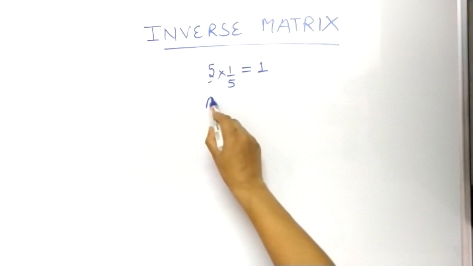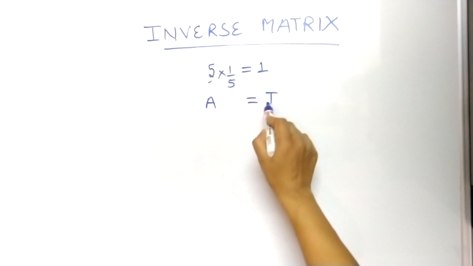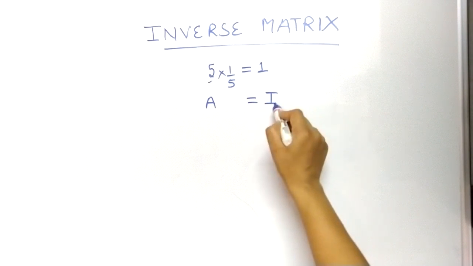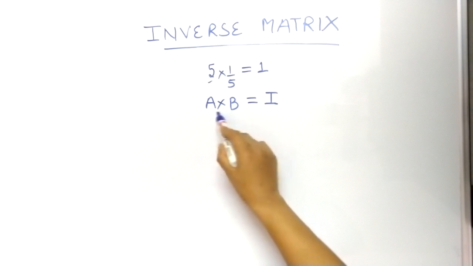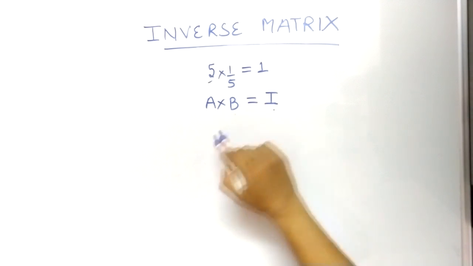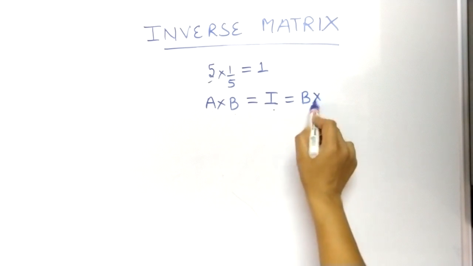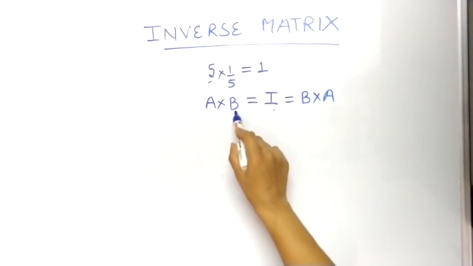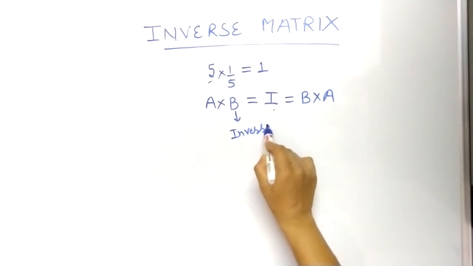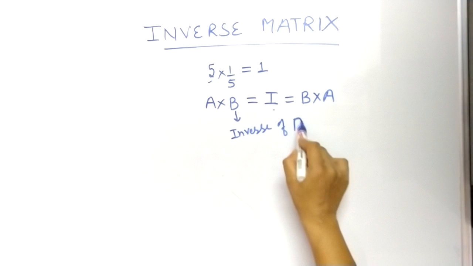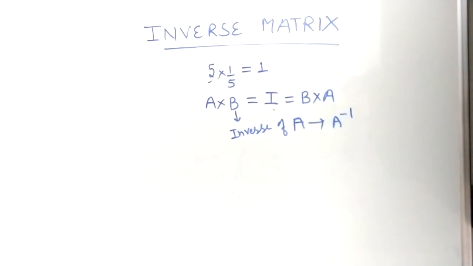Now in the matrix, if you have A, I is the same as 1 in the matrix. Suppose you have another matrix B such that the product of these two equals I, and it also equals B into A. So this B is known as the inverse of A, or it can be written as A inverse.